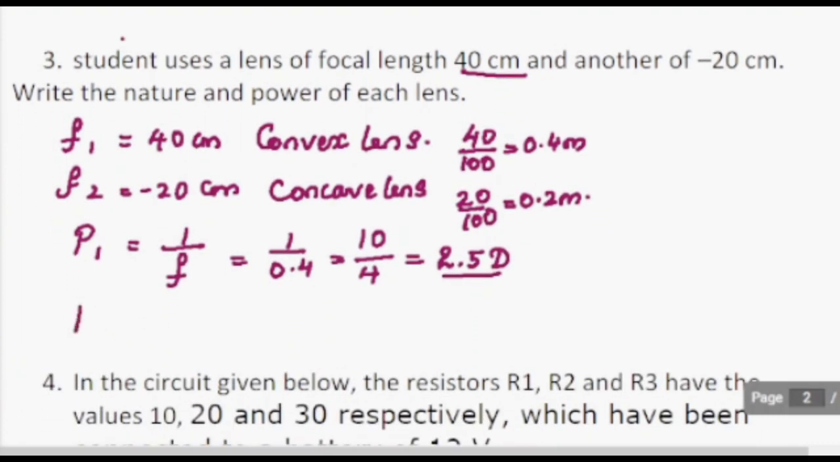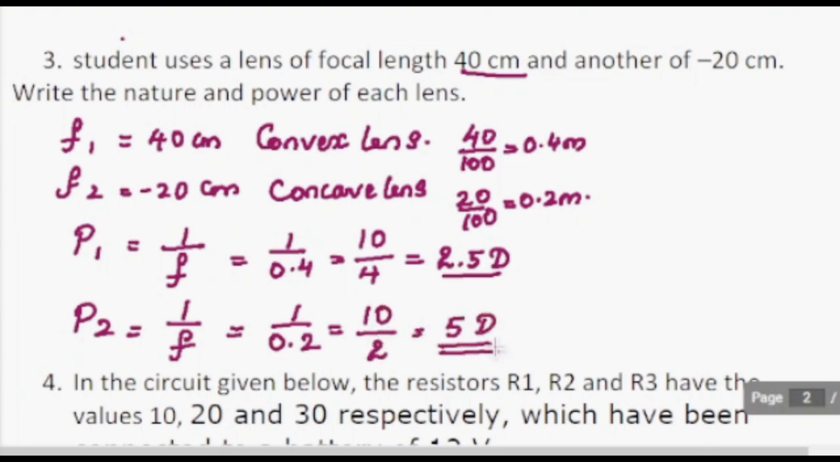Whereas for the second lens, P2 is equal to 1 by f, again 1 by 0.2, multiplying by 10 to remove the decimal, 10 by 2. So what is the power? 5 diopter. So the first lens has a power of 2.5 diopter. The second one is minus, so it is minus 5 diopter because it is a concave lens.